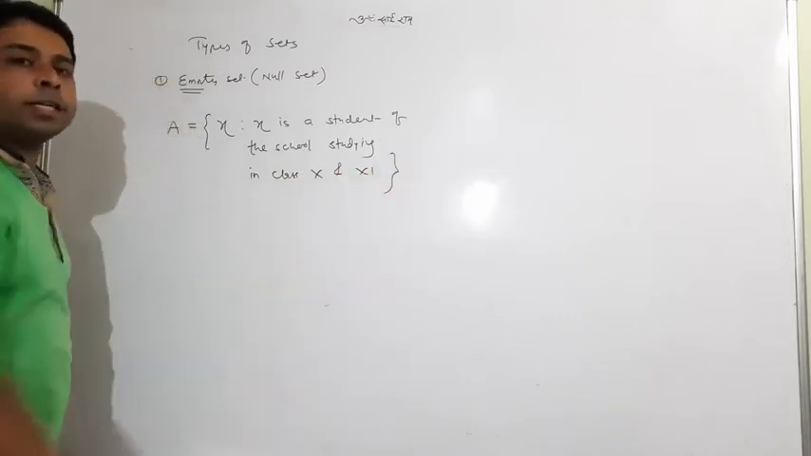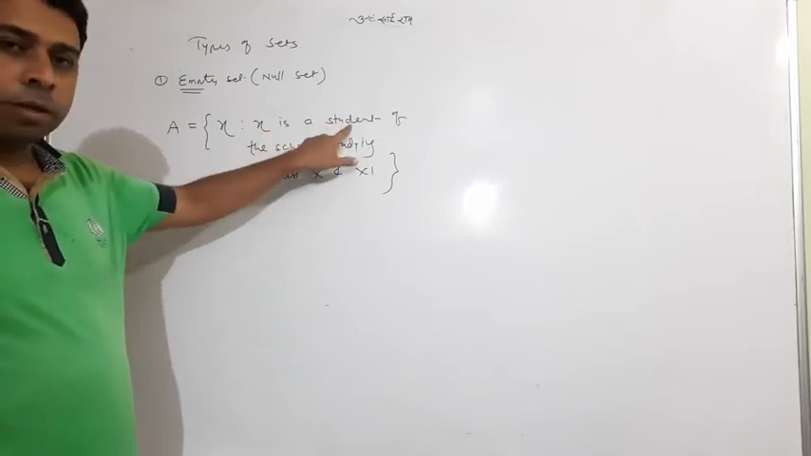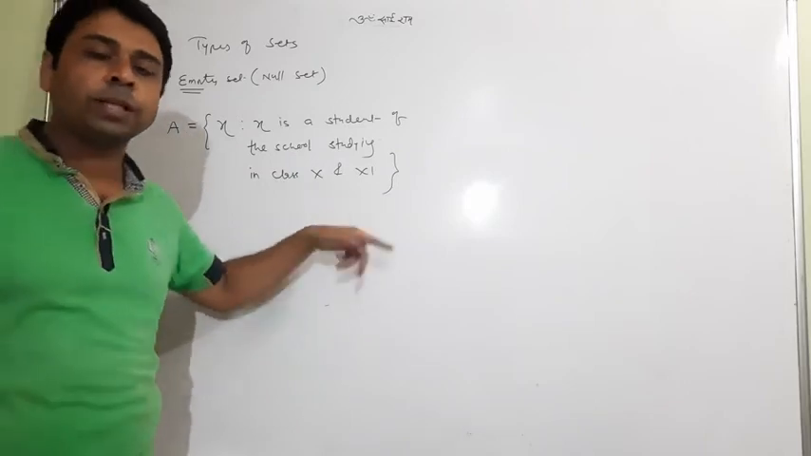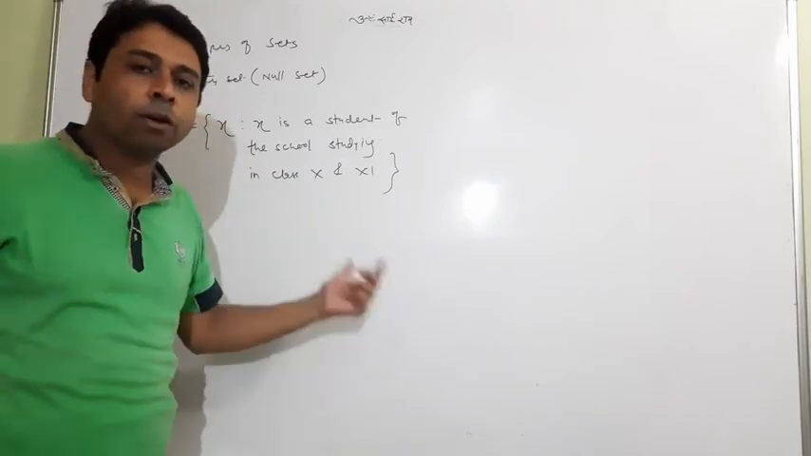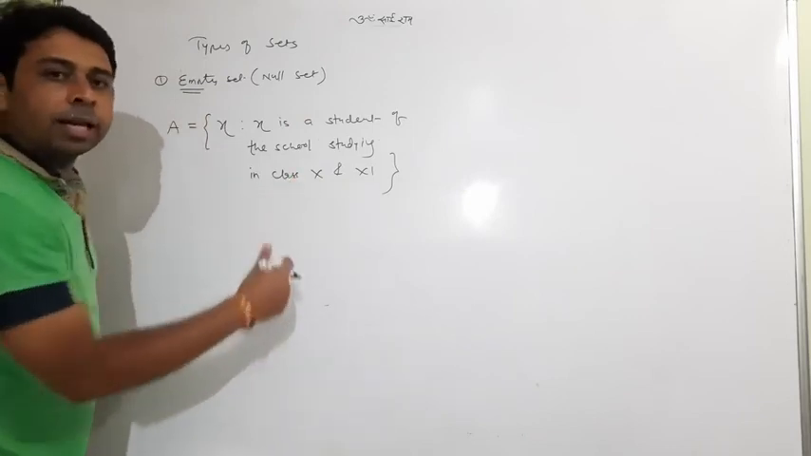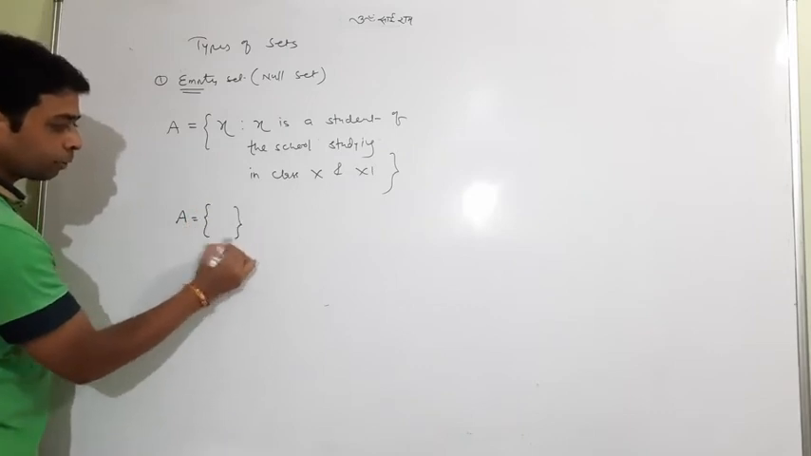So a really funny sentence I have written. But you have to name x, a student who is studying in class 11th and 12th. Funny sentence, because a single student cannot study in both classes together. So the set is a null set because it will not contain any element. So the set will be written like that.